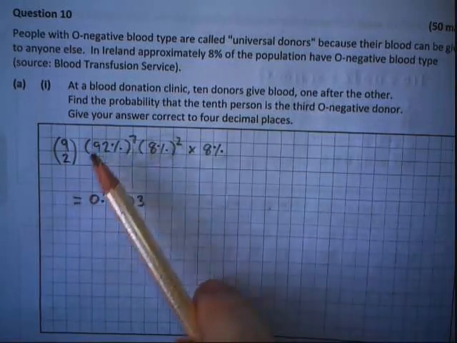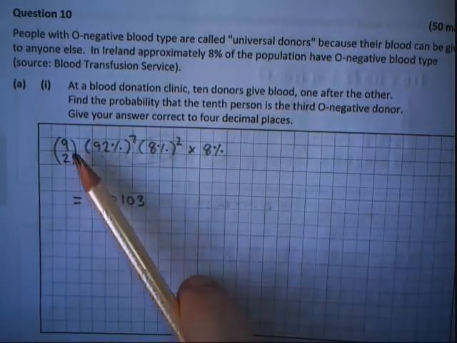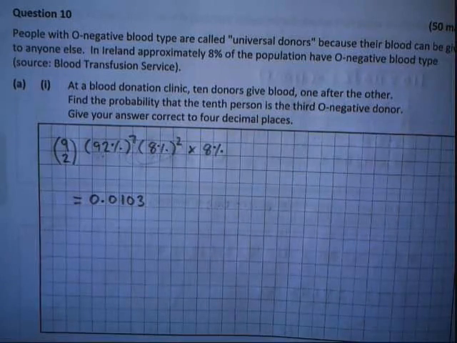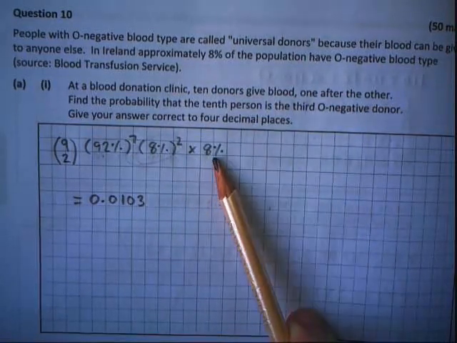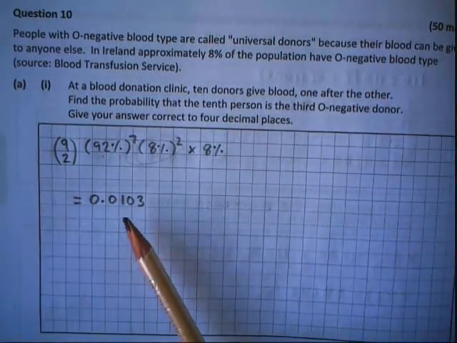And because it can be in any order, you go 9 choose 2 at the beginning. And then don't forget there's 10 people, so you're going to multiply that by 8%. That's the 10th person. That's your answer.